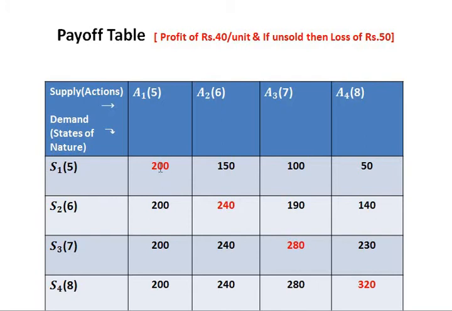So for A1 S1, 40 multiplied by 5, 200; 40 multiplied by 6, 240; 40 multiplied by 7, 280; 40 multiplied by 8, 320. Okay, so that is this entry, and then in that particular column, you fill the remaining boxes with the same entries, like 200, 200, 200, 240, 240, 280, 280.